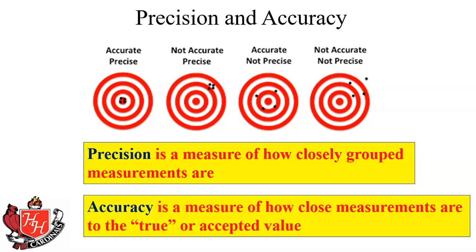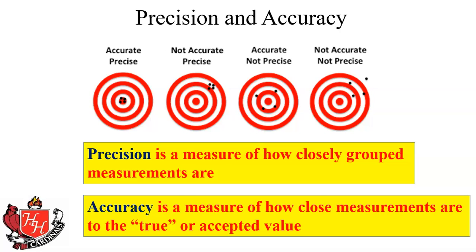Accuracy is a measure of how close the measurements are to the true or accepted value. So the first target shows that all the shots hit the bullseye, and that would be very accurate shooting. The third target shows that the shots are kind of close to the bullseye. They're spread out, but they're kind of close to the bullseye. That would be reasonably accurate shooting.